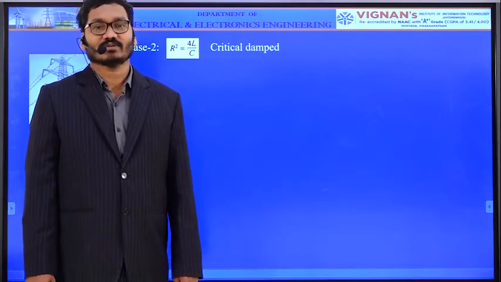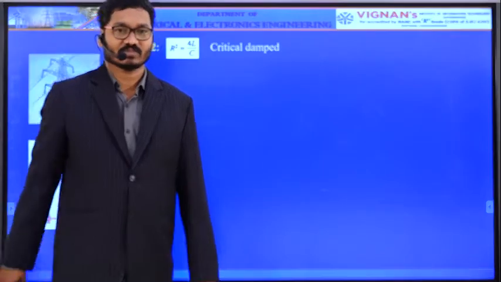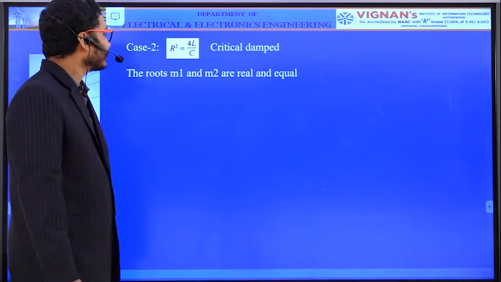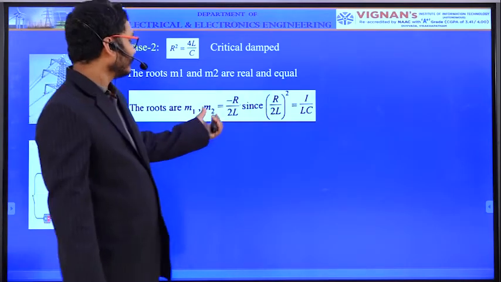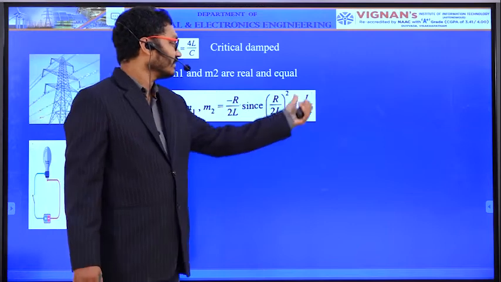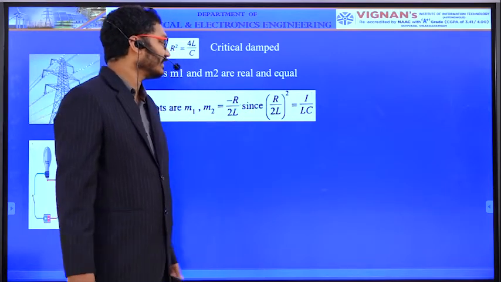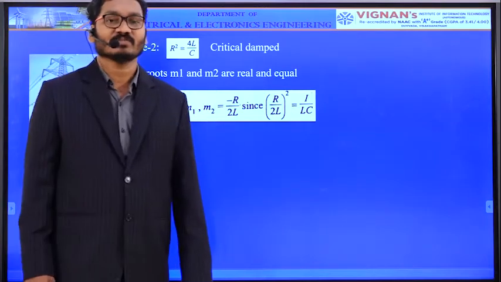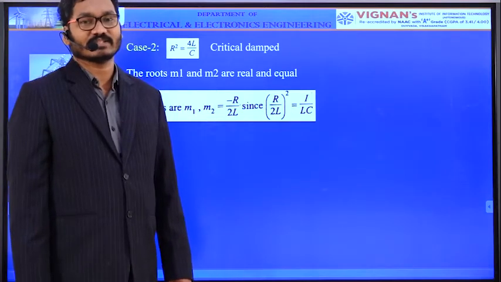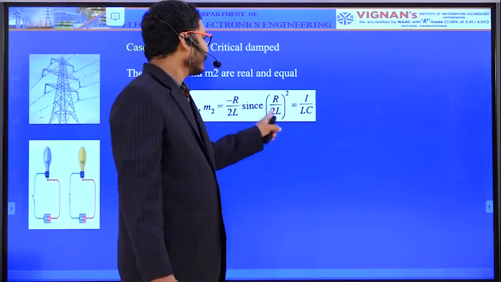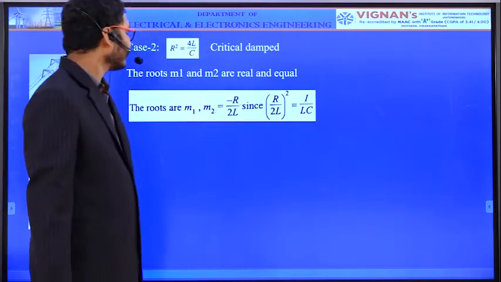Previously I told, m1 and m2, the roots, both are the same. It means real and equal. So finally m1 and m2 you will get minus R by 2L. When both are equal, R by 2L whole square equals 1 by LC, or R square equals 4L by C. When it is equal, you will get the roots are the same.